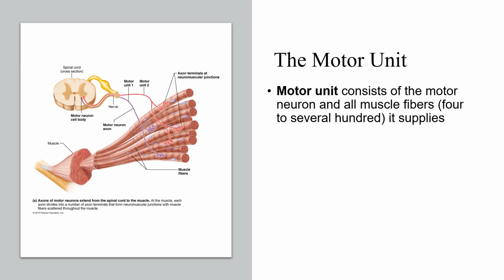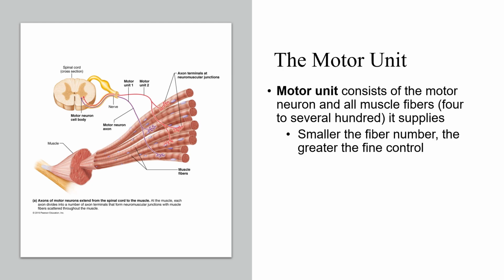So a motor unit will consist of the motor neuron and all of the muscle fibers that it supplies. And that can vary from 4 to several hundred muscle fibers. Now, there are certain muscles that are going to have fewer fibers, but are going to have greater fine control. You can think of things like your hand, where we need extremely fine motor skills in order to manipulate little things, so there are fewer muscle fibers, but we have greater control over those muscle fibers.